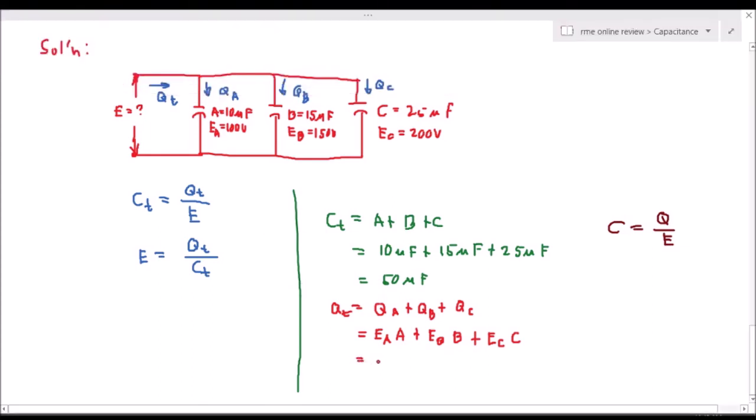Okay, so we will substitute now the given. So we have 100 volts as our EA times 10 microfarad, plus EB, which is 15 microfarad, times 150 volts. Then we have plus EC, which is 200 volts, times 25 microfarad. Okay, so we use now our calculator so that we can solve for QT.